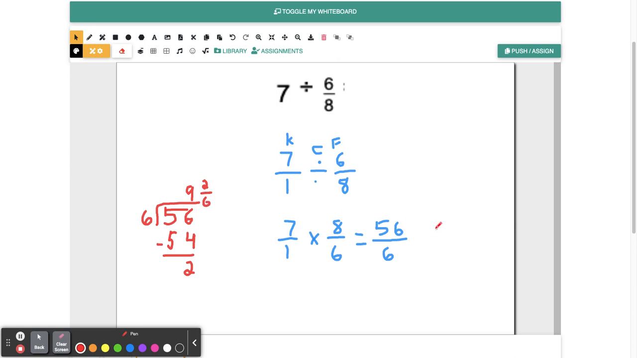So now I have 9 and 2/6. And for a teacher who is a real stickler, you would simplify the 2/6 and turn that into 9 and 1/3. So 9 and 1/3 ends up being my real full answer.